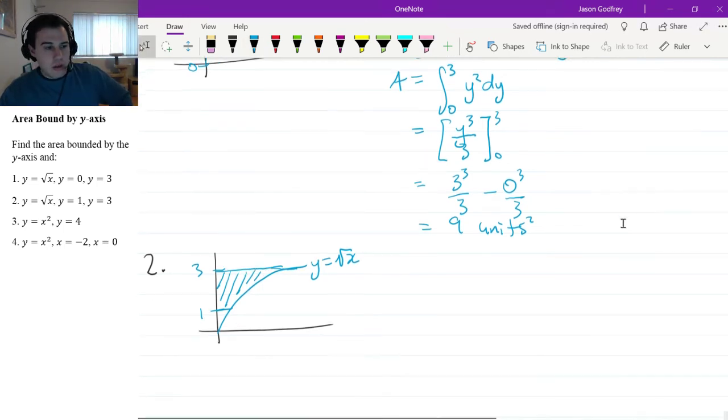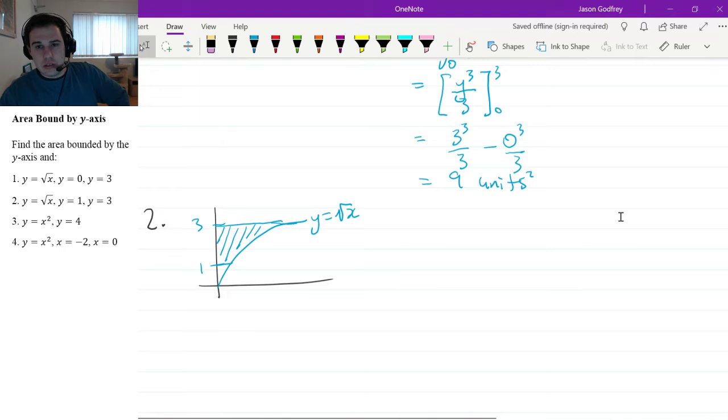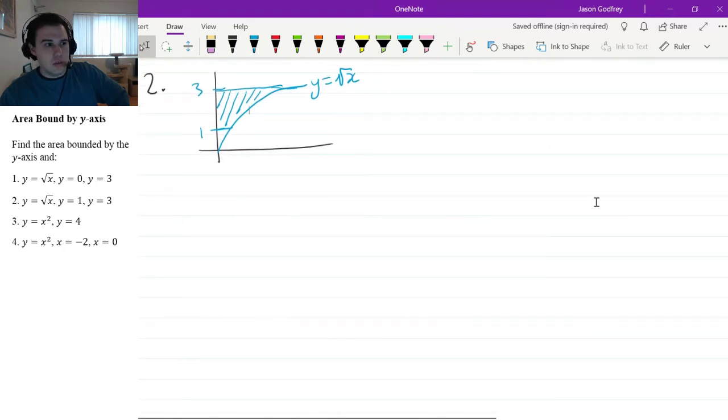Okay, so any of these 3 approaches are technically usable here, right? You could rotate this 90 degrees to the left and rotate it down onto the x-axis, and find some equivalent function and do an area bounded by the x-axis. You could do this with rectangles.